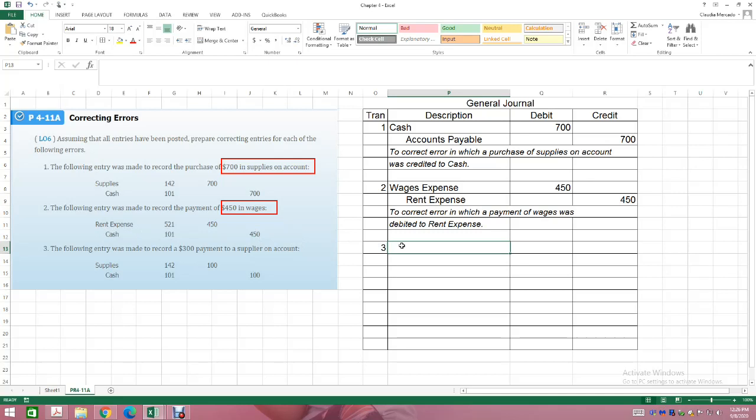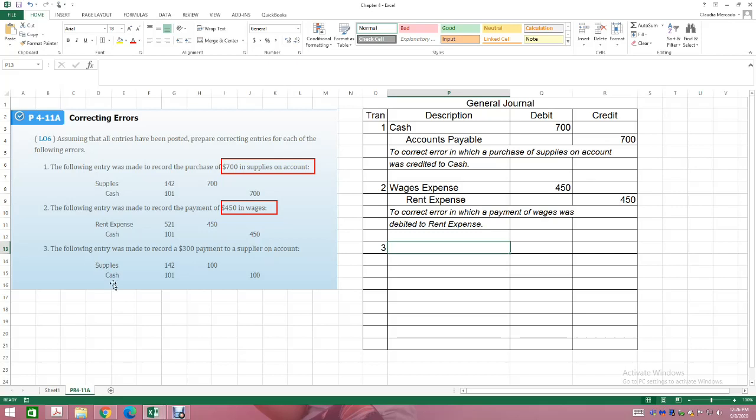Okay, the last transaction that we have here is the following entry was made to record a $300 payment to a supplier on account. Okay, so the entry was made to record a $300 payment to a supplier on account. So we're paying money to someone that we owe them on account. Okay, so we had bought supplies in the past on account. We owed that money. Now we're going to pay the money that we owe. Okay, so this one's a little bit more challenging.